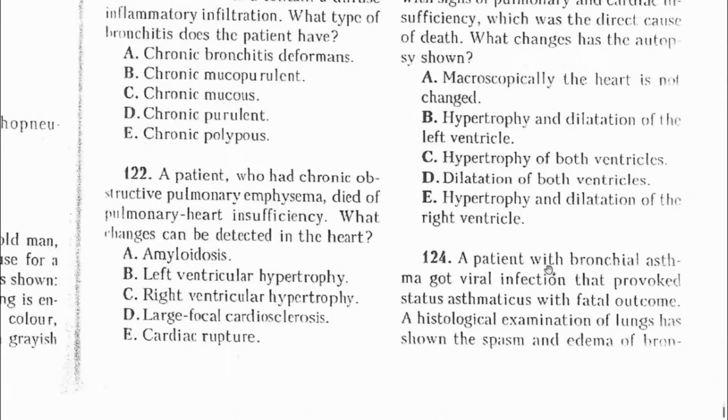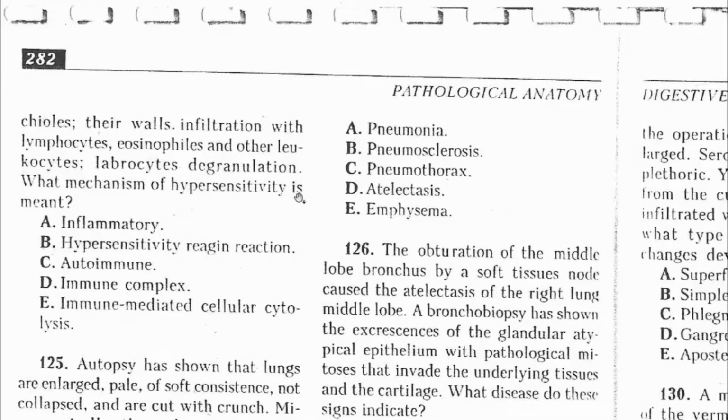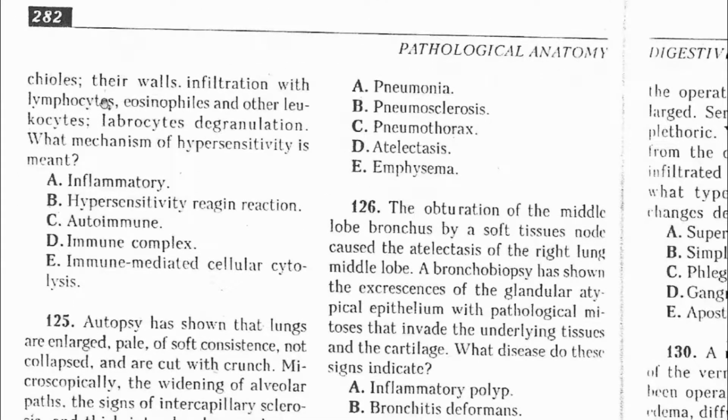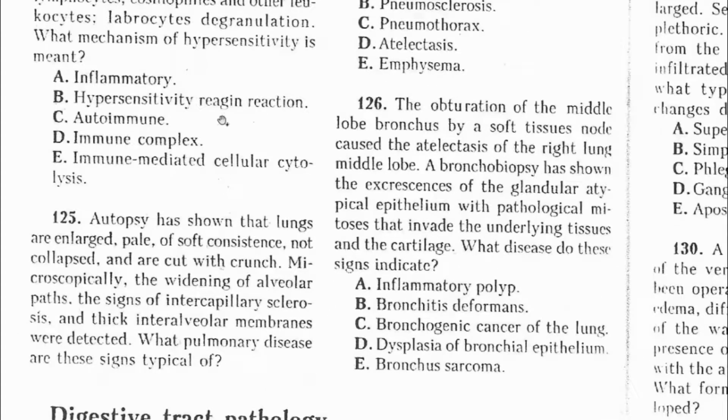A patient with bronchial asthma caught a viral infection that provoked status asthmaticus with fatal outcome. Histological examination of the lungs has shown the spasm and edema of bronchioles. There were infiltrations with lymphocytes and eosinophils. Come on, this is type 1. So the answer is B.